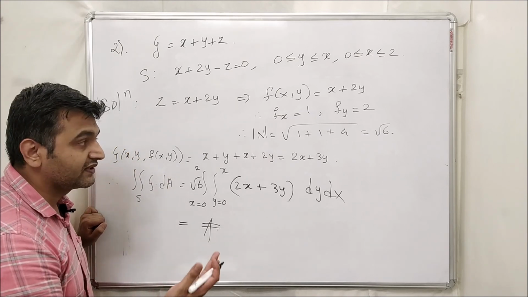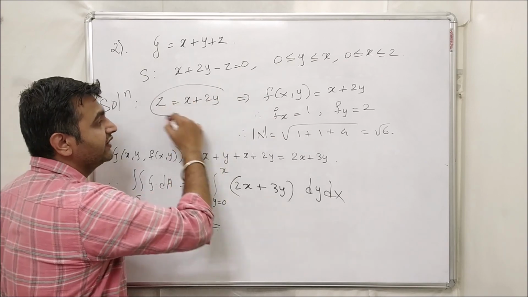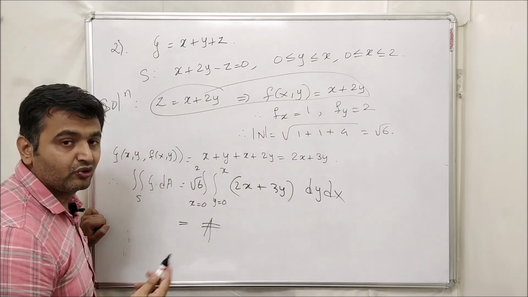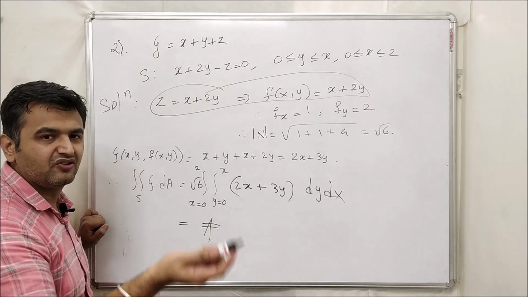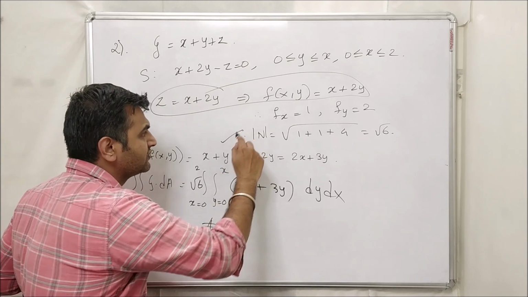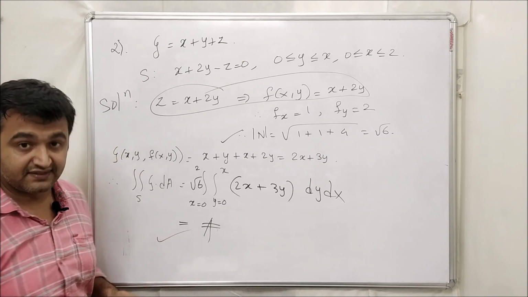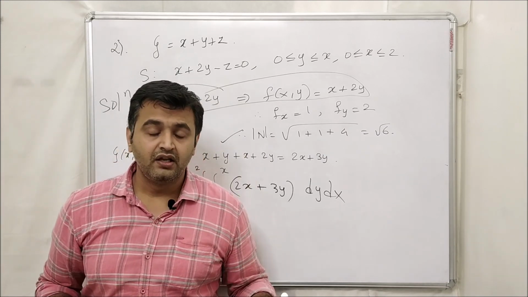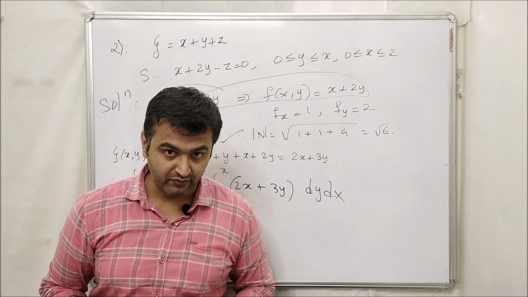So as you can see, once you have such a formula, you can really save your time. No need to write r of u v, then find the normal vector and all. You directly use the formula and you get the answer. So this is the third type of problem, or the third way you can tackle a surface integral problem.